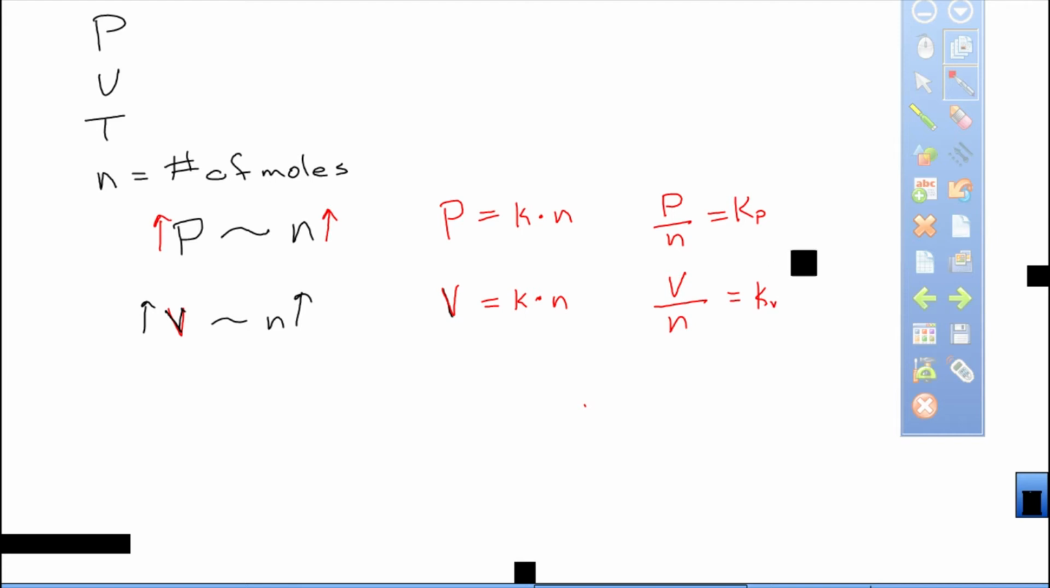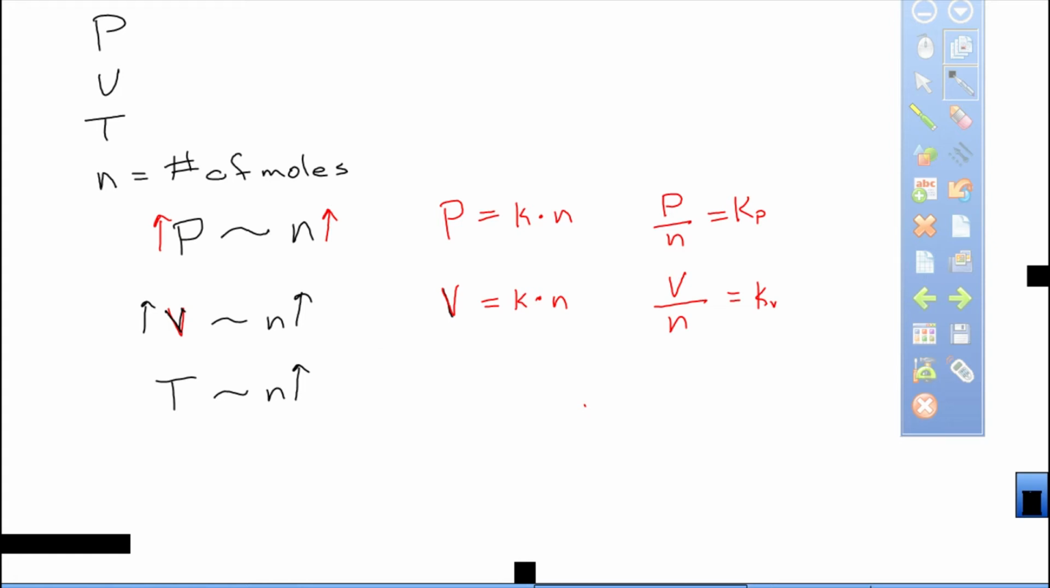Okay, the next thing we need to consider: we've got pressure related to moles, we've got volume related to moles. The one we don't have at this point is temperature. So let's compare our temperature. If we start increasing the number of moles, we throw in some more moles, we want to keep the volume constant, and we want to keep the pressure constant.